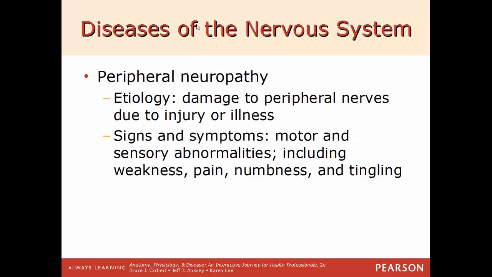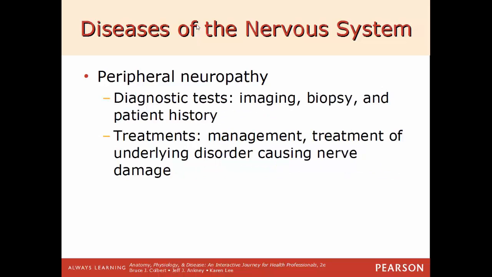Peripheral neuropathy, etiology: this is damage to the peripheral nerves due to either an illness or injury. Signs and symptoms: motor and sensory abnormalities, including weakness or pain or numbness or a tingling feeling. Diagnostic tests: imaging, biopsy, patient history. Treatments would include management and treatment of the underlying disorder that's causing the nerve damage.